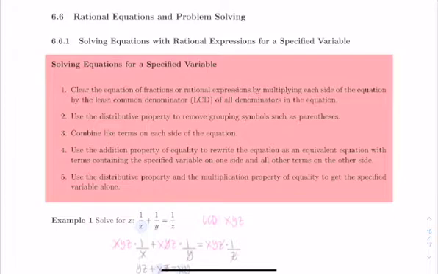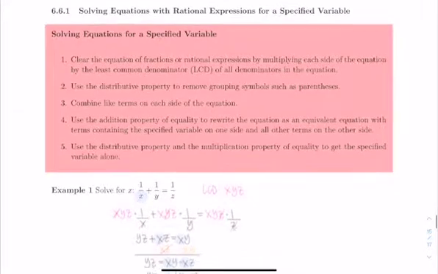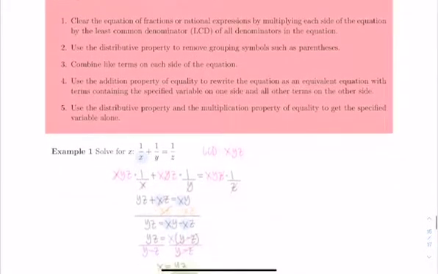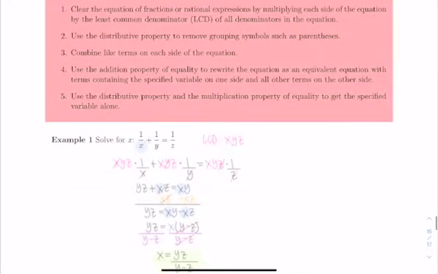You will use the distributive property to remove grouping symbols such as parentheses. You will combine like terms on each side of the equation, and then you're going to solve as normal. So nothing is changing when we solve for a specified variable. Although it looks more complicated than solving an equation, it's the exact same steps. What you want to do is pretend that the variable you're solving for is the only variable involved in the equation and treat the rest as if they were just numbers.